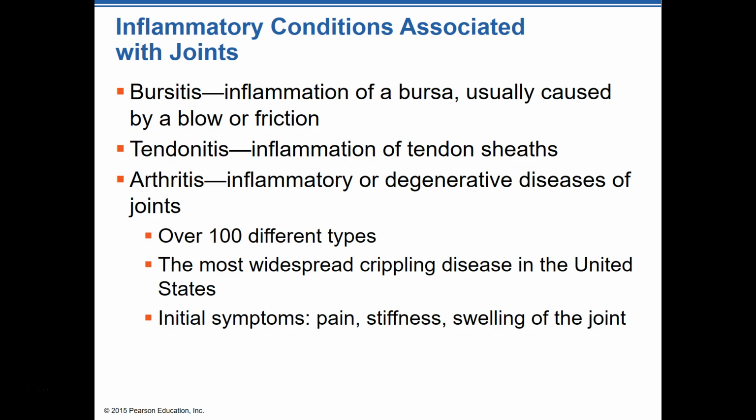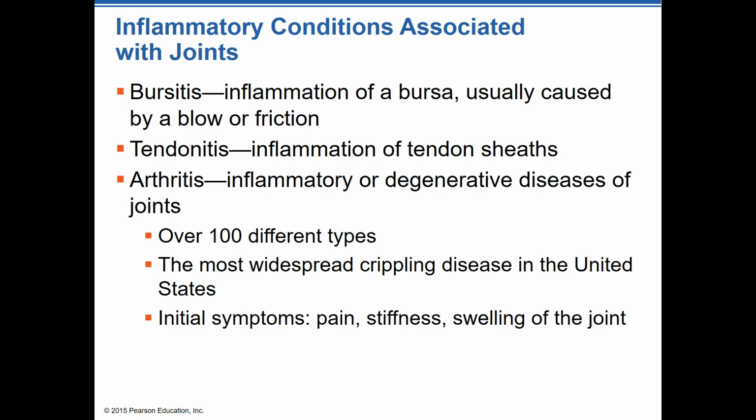So there are some inflammatory conditions associated with joints that we need to be familiar with. Remember we talked about that bursa, that fibrous portion that's in there. We can get a condition called bursitis, usually caused by friction. Tendinitis is inflammation of the tendon sheaths. Tendinitis, tennis elbow, those types of things.